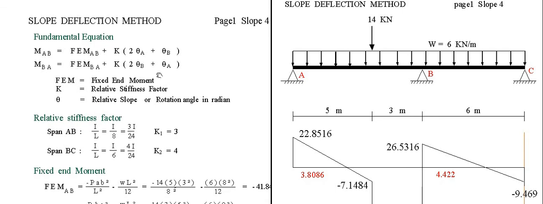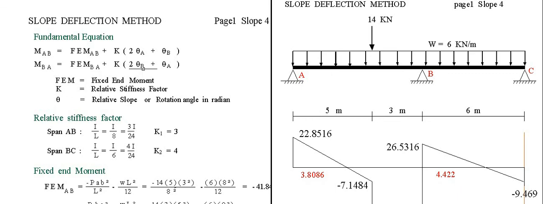Moment AB is fixed end moment AB plus stiffness factor times twice theta A plus theta B, and BA, the other side on the right, is the basic fixed end moment BA plus stiffness factor times 2 theta B plus theta A.